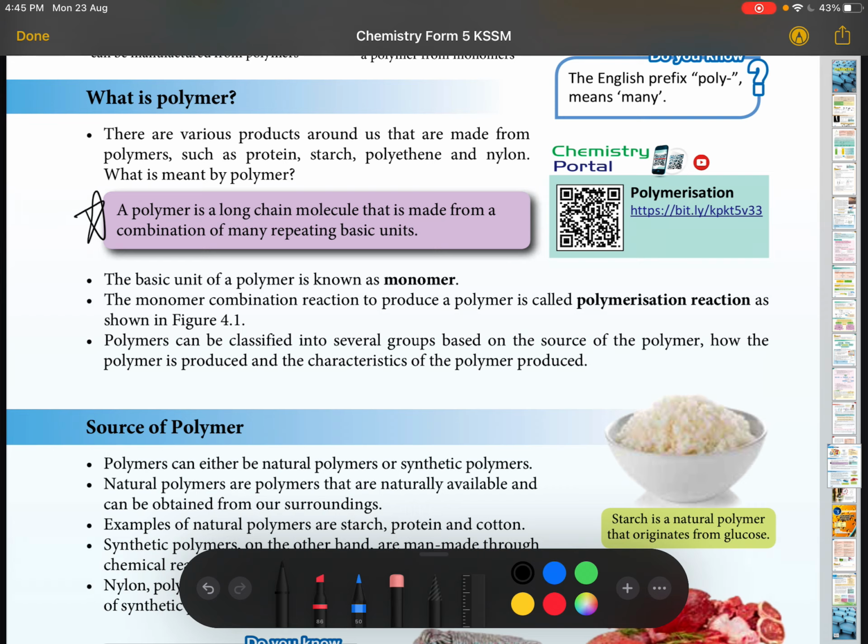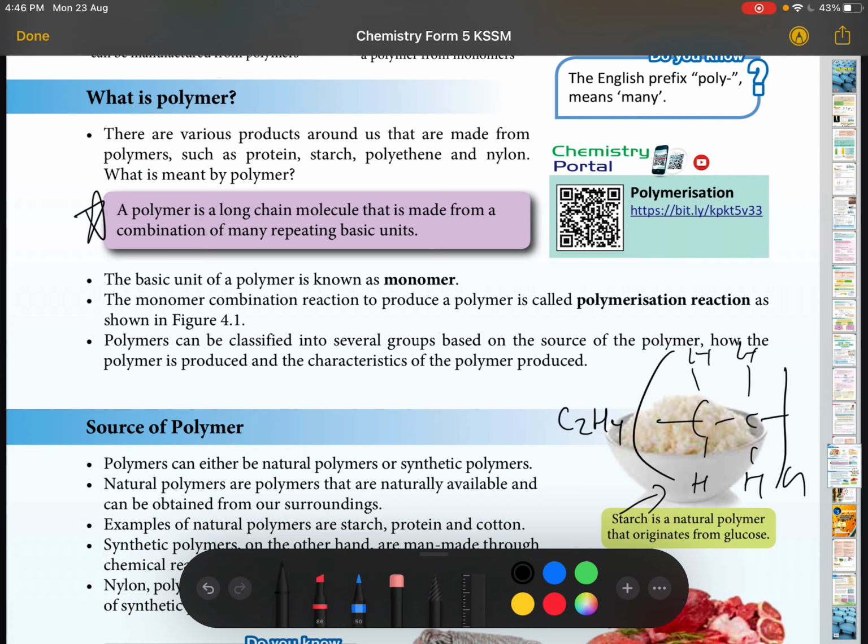Then there's also polyethene, which is basically CH2. And not CH2, C2H4, sorry. So ethene is C2H4, but polyethene is when you have this C2H4, right? You have them like this, you have them like this, and then it connects, and then you put n here. So this repeating basic unit, your basic unit here, is ethene, so you're repeating ethene over and over and over again. Okay, that's basically the general meaning of polymers.